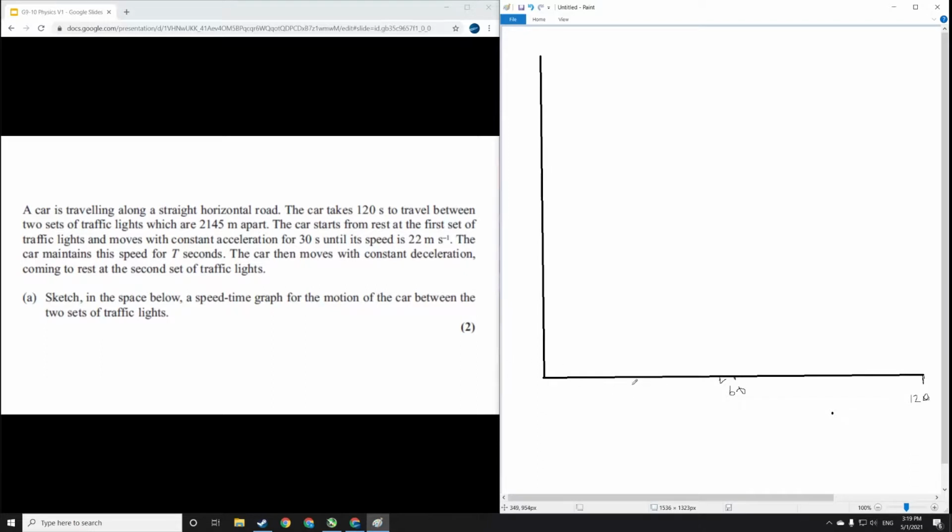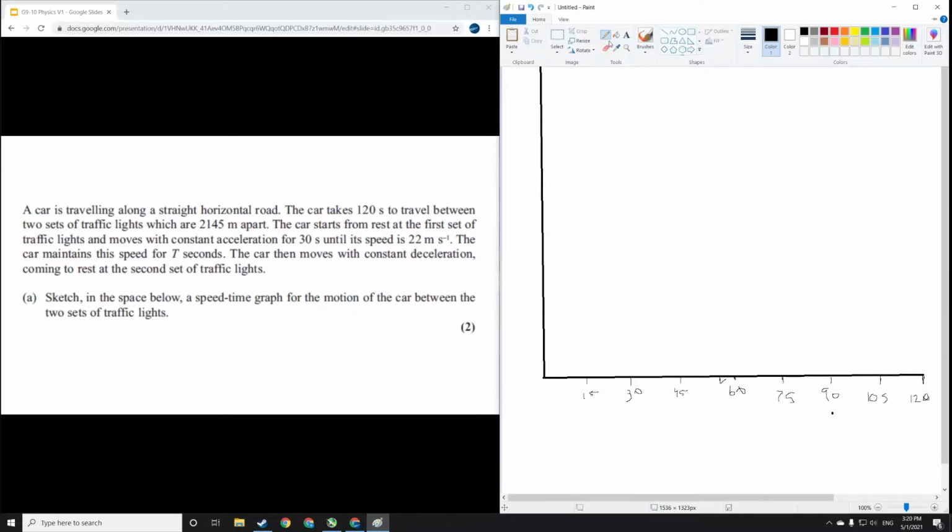So 60, 30, 15. Again, not the best scale, but that'll do. 45, 90. Over here we'll have 75. And here we will have 105. Okay, so we're good to go on time now.